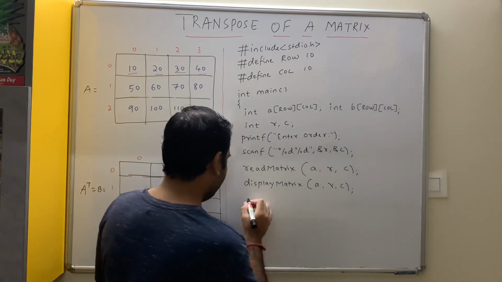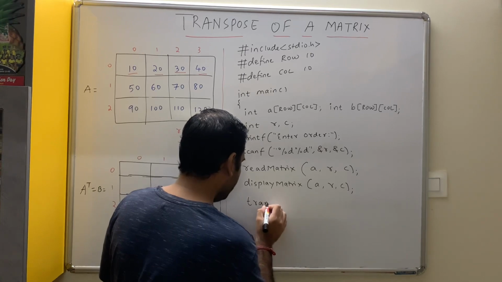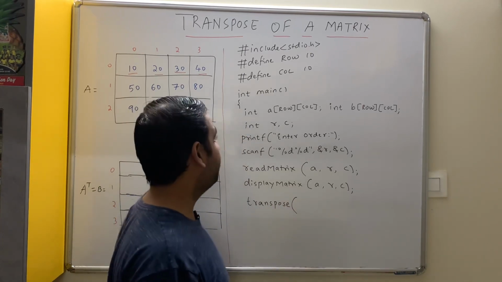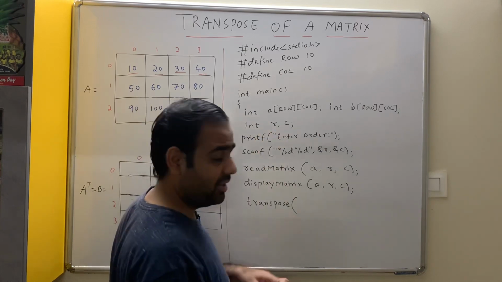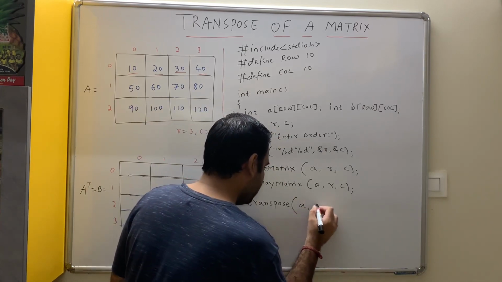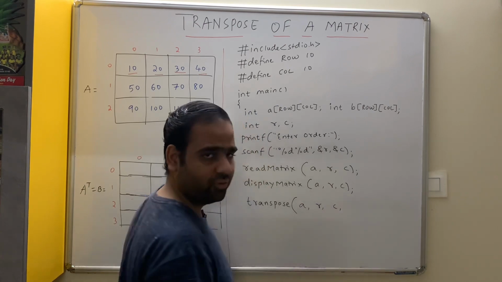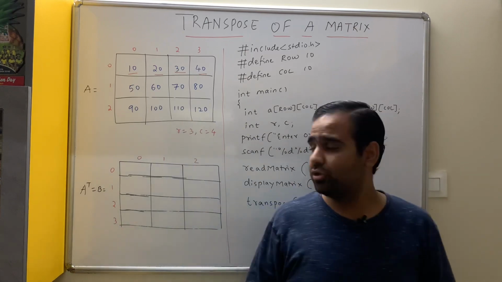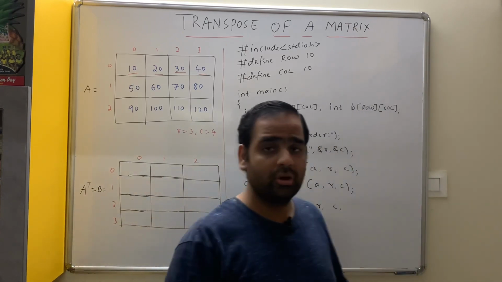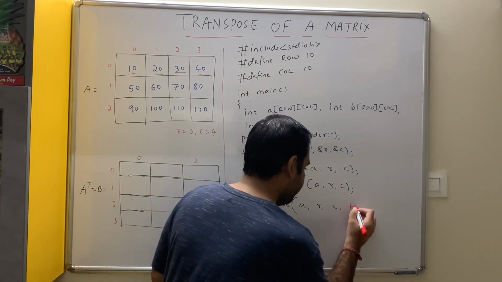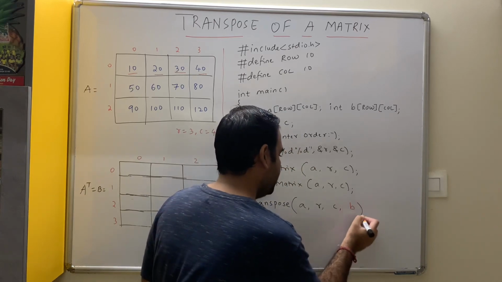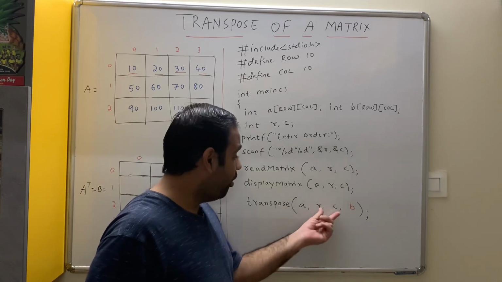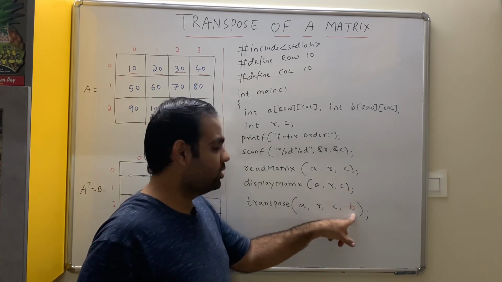And let us write one function called transpose. Of which matrix do we want to get the transpose? Of the matrix A. How many rows are there? R rows and C columns. And after I do transpose, where do I want to store the answer? I want to store the answer in matrix B. Therefore, the last parameter is the matrix B. It says get the transpose of matrix A of order R cross C and store the answer in B.